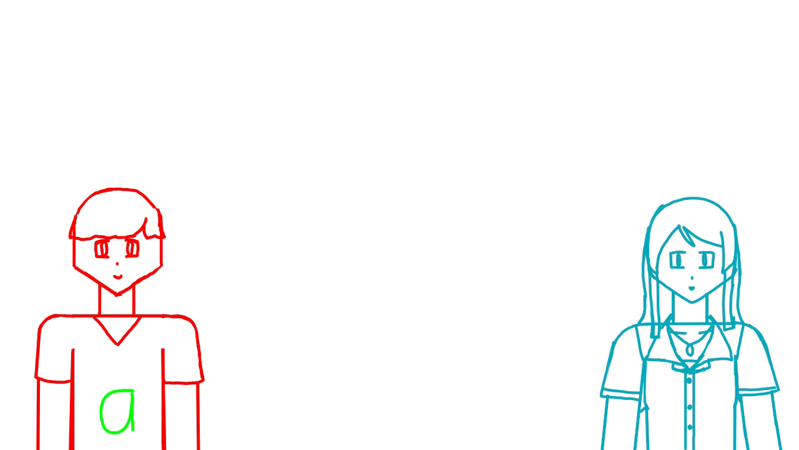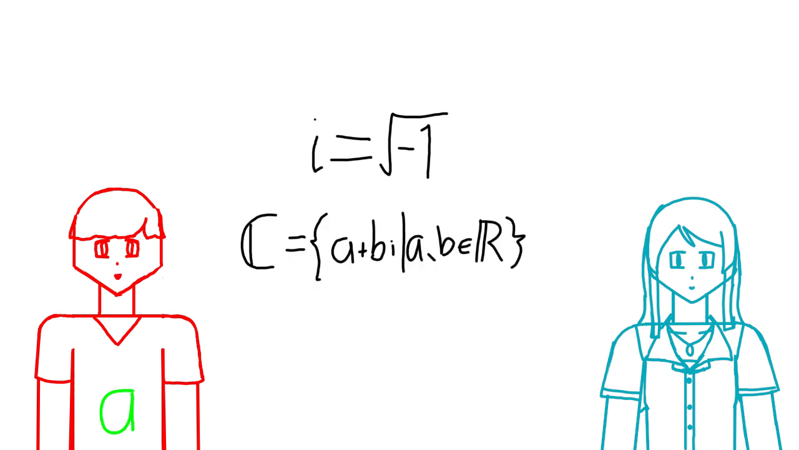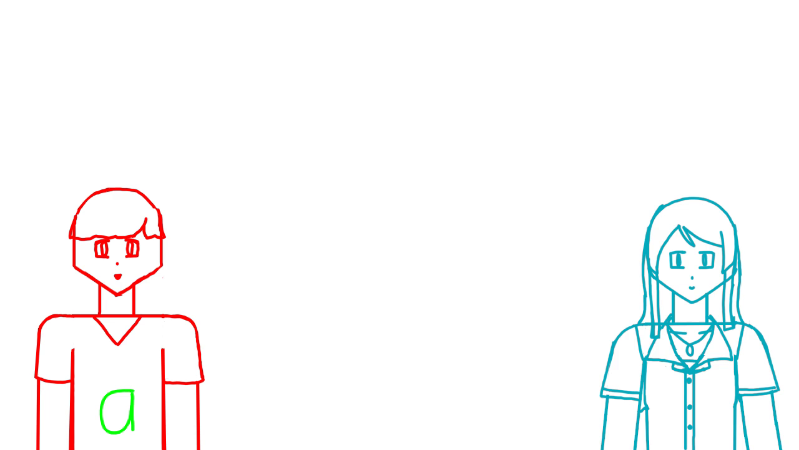Anyways, for those who don't know, this is i, the imaginary unit, and it's equal, in fact defined, to the square root of -1. The numbers that can be written as a + bi, where a and b are real numbers, are called the complex numbers. Now it's finally time to see the problem.